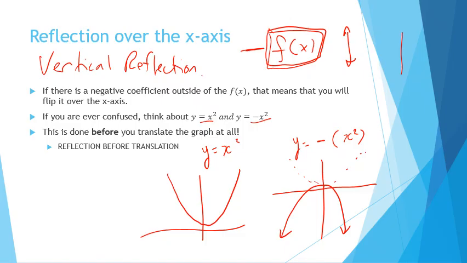All right. You should do vertical reflections before you do translation. So reflection before translation, very important. Remember that order. Just reflect it first and then translate it. It's also a lot easier, more than likely, to do it that order as well.